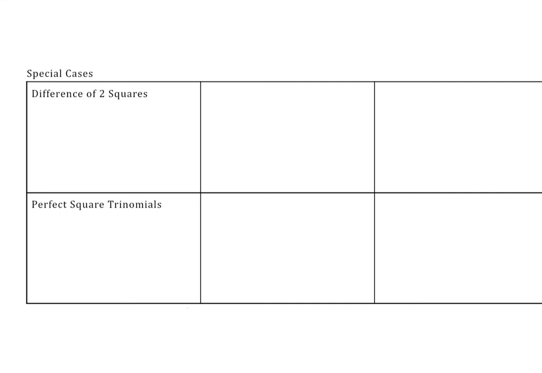Okay, here are special cases. They're really easy. It's just a matter of recognizing when you have them. So the general form, if you have the difference of two perfect squares, you factor them, you square root each term, and you have just a plus b times a minus b.